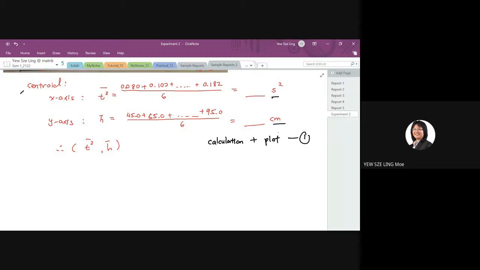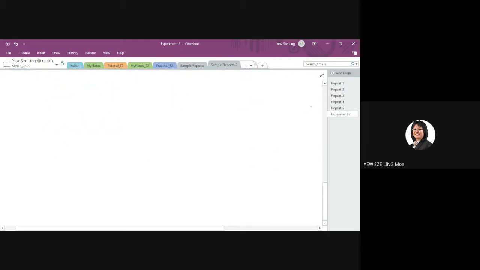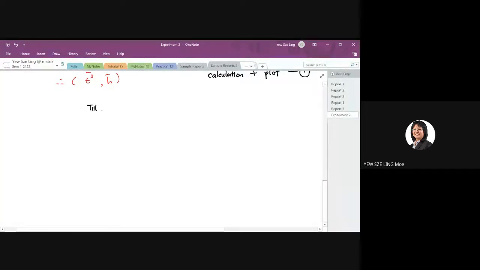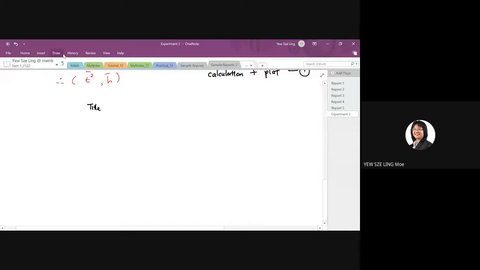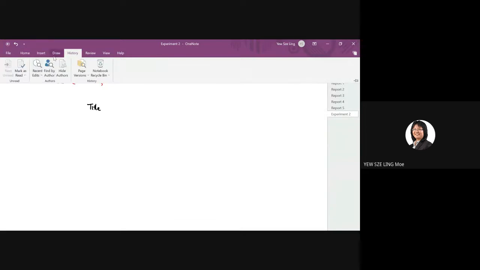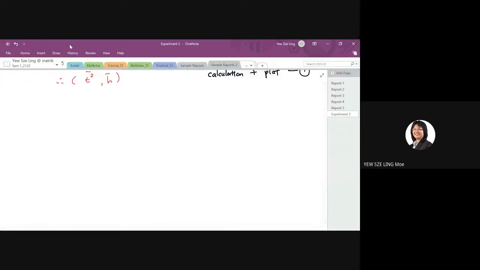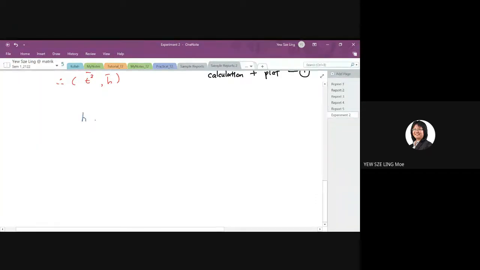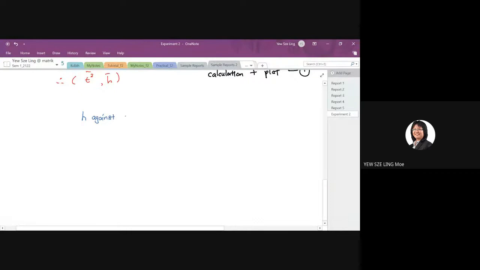Okay, so now that you have your centroid, then we can start to plot the graph now. So you don't start yet, yeah? You let me explain first. So in order to plot the graph, of course you must start with the title. I'm going to use blue color. So you start from the title. So the title is H against T square. So that is the title of the graph.